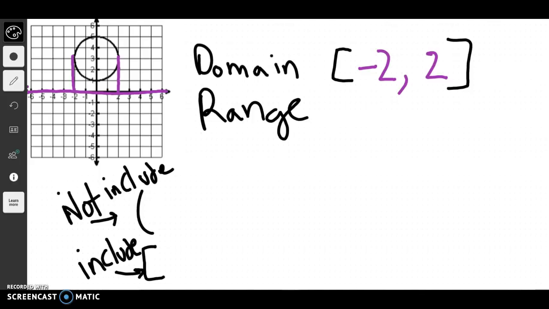For the next one, we'll look at our range, and we'll do the same thing. This time, though, we're going to look at the y-axis and look at what's included. The lowest number that's included on this y-axis would be 1 right here. So that would be 1. And the largest number would be 5 up here.